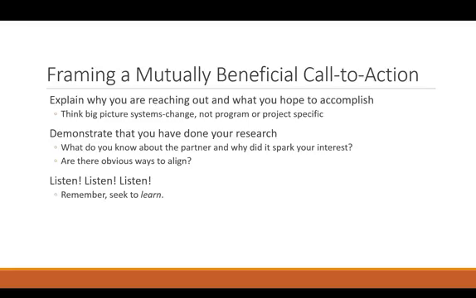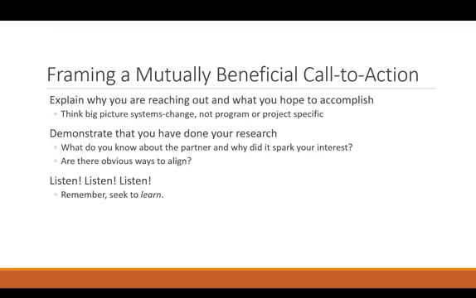And are there obvious ways from your research that you've seen for aligning? Maybe you work through some of the same tools. Maybe the ways that you do your work are completely different, but you have a larger picture goal, or you've been challenged with a similar funding challenge or something like that. So where are there ways that you could align, or that you can see some shared ground? Demonstrate you've done your research, and definitely mention that as you create and frame your mutually beneficial call to action.